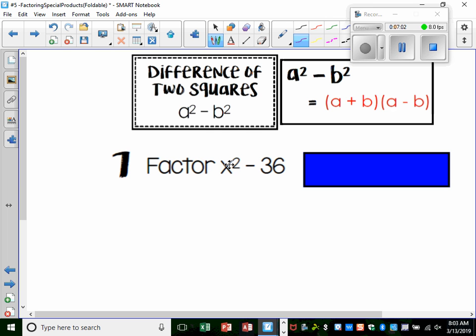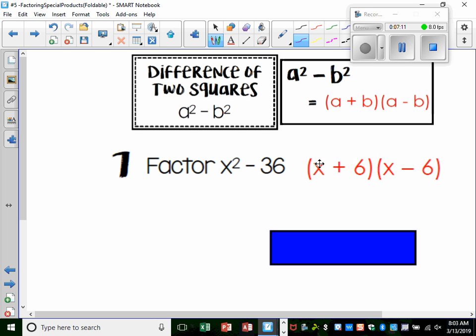So what's the square root of 1? 1x, okay? And what's the square root of 36? 6, so you write it this way. X plus 6 and x minus 6. So this is what we call differences of two squares. Does not work for a plus sign. If this had been a plus sign, you would not be able to factor it.